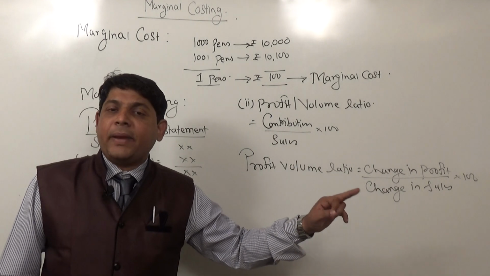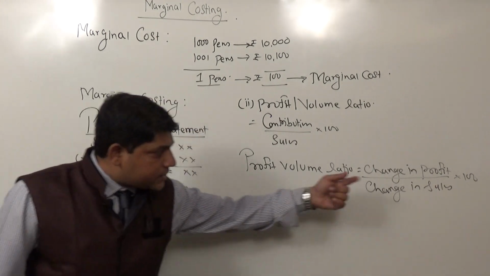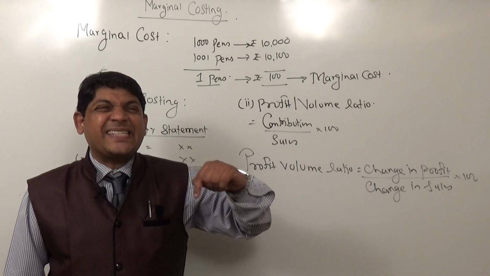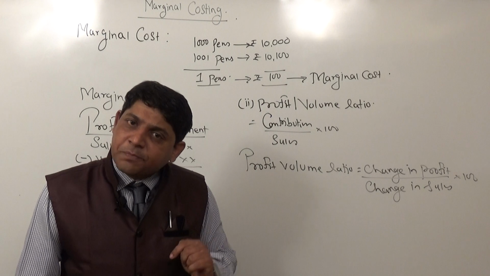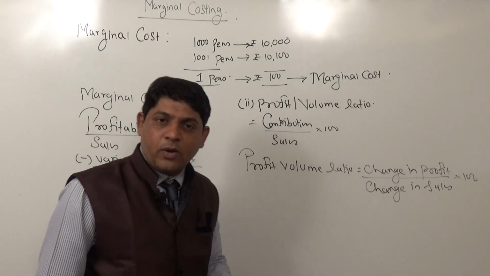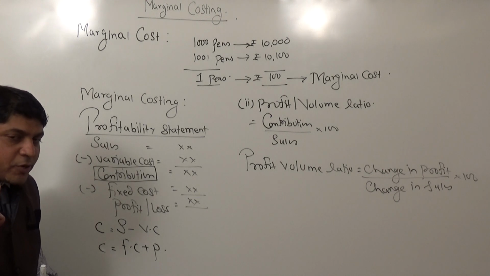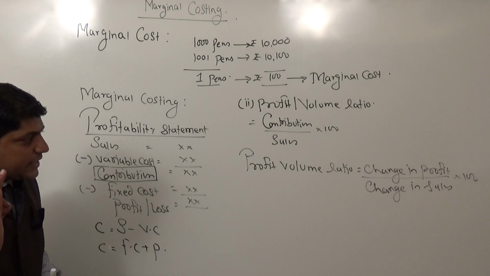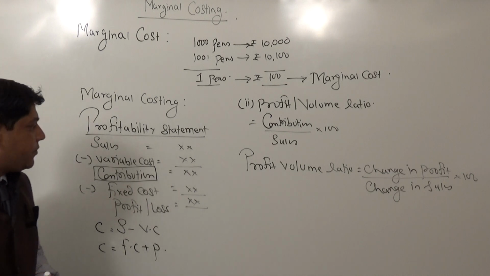Change in profit means the difference between second year with first year. Change in sales means the difference between second year with your first year or difference between second period with your first period. Then only you can use this particular formula. So logically PV ratio will be having two formulas: contribution upon sales into 100. The second formula is change in profit upon change in sales into 100.